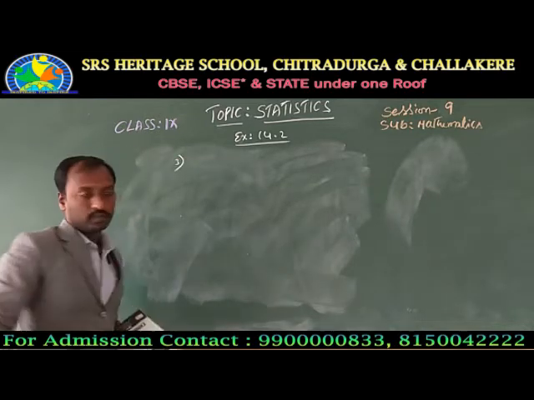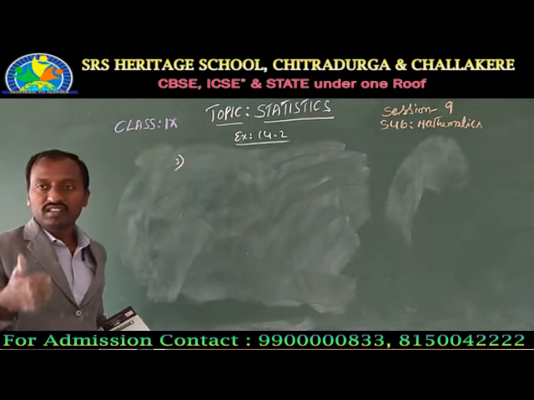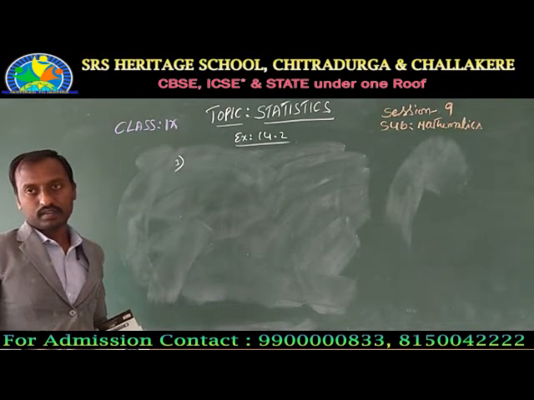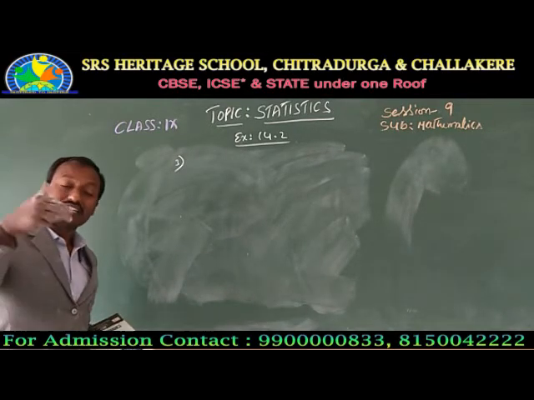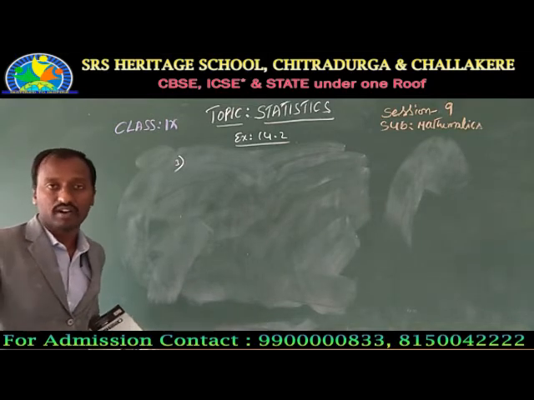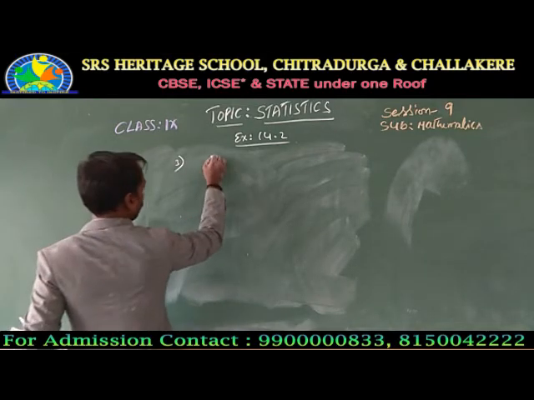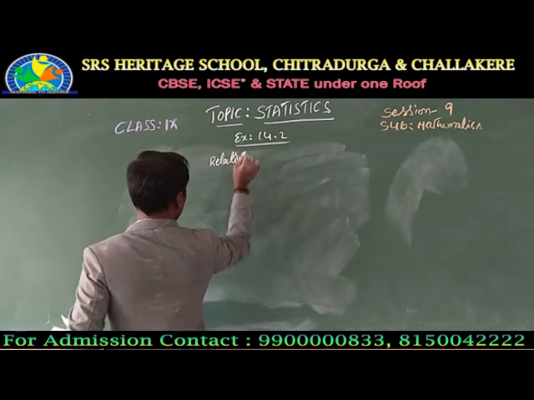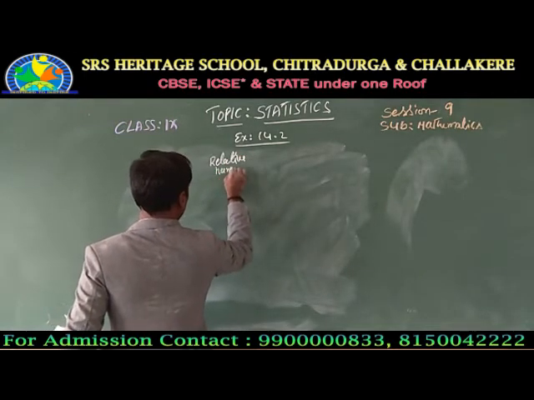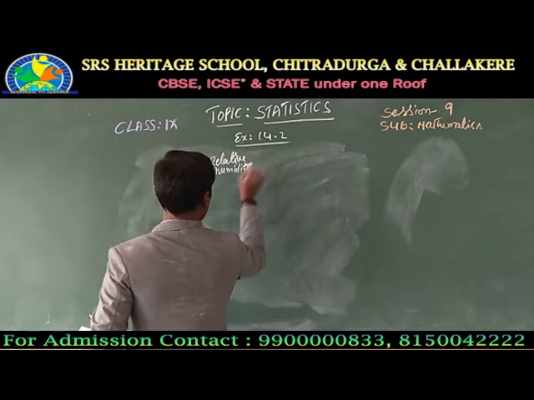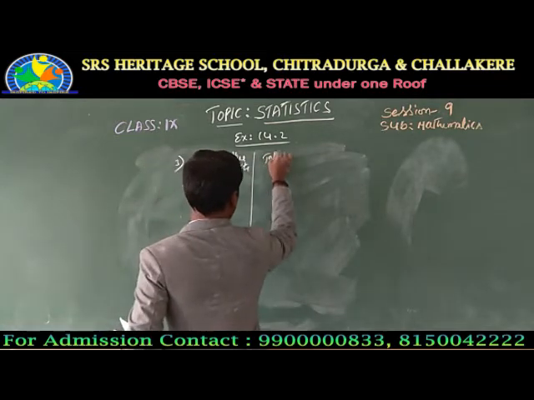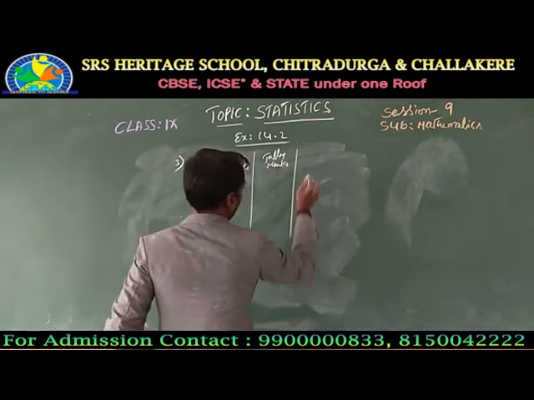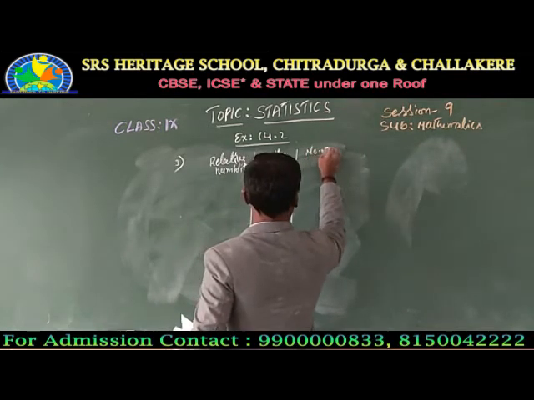Third problem. In the frequency distribution table, what is given there? Relative humidity and 30 days. It will be considered as number of days. Relative humidity, tally mark, and number of days.